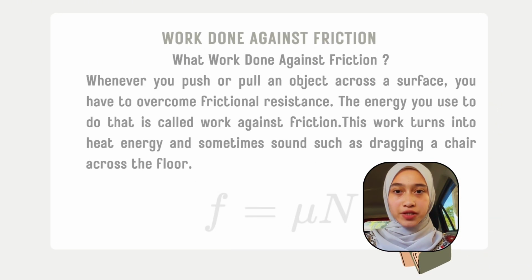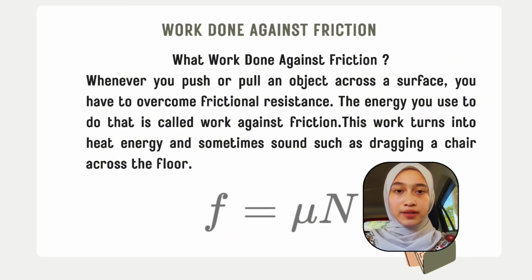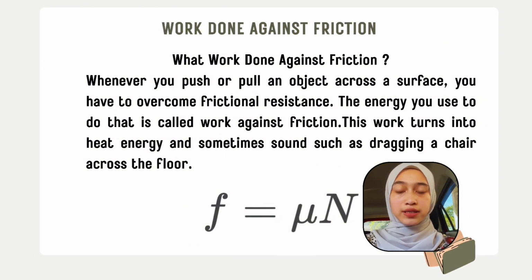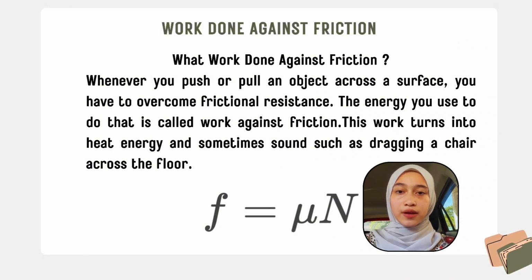Work done against friction. Let me explain what work done against friction means. Whenever we push or pull an object across a surface, like dragging a chair across the floor, we are not just moving it, we also have to overcome a force that resists that motion, and that force is called friction. The energy we use to fight that resistance is what we call work done against friction.